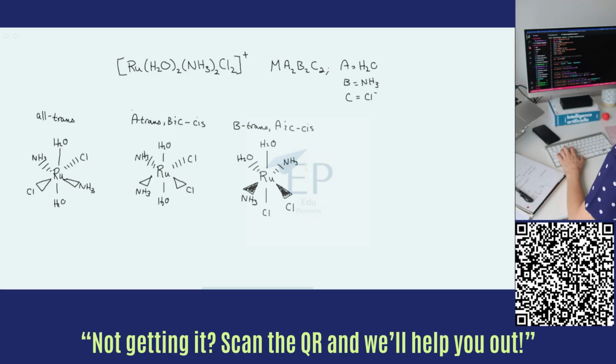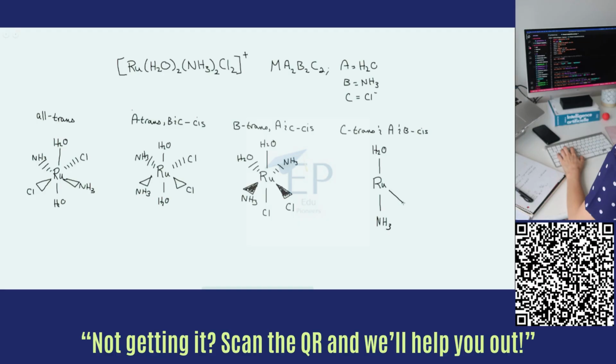Our next isomer is the case where C is trans and A and B are cis. And so what this looks like is we have the metal ion in the middle. Up at the top, we've got our water. The bottom pole, ammonia. And in this case, A and B are cis, meaning water and ammonia are cis.